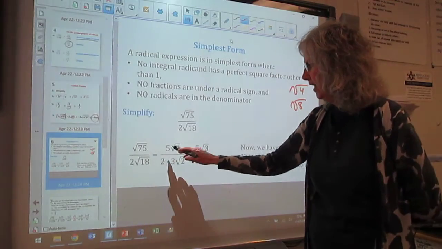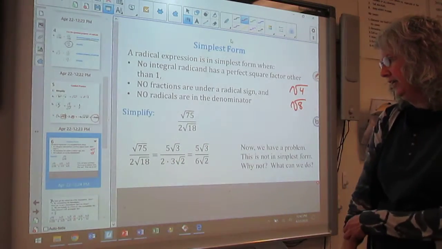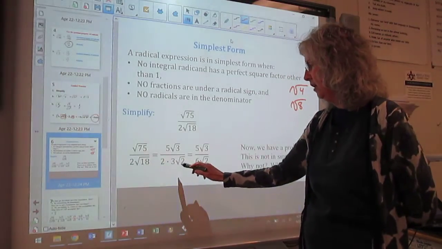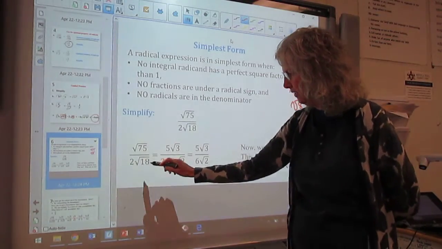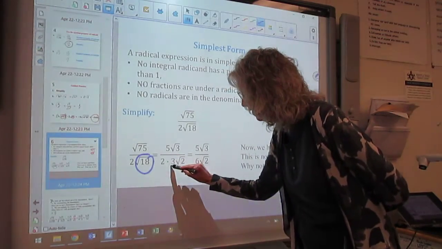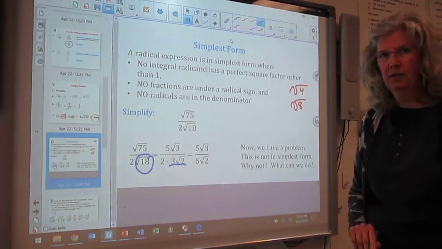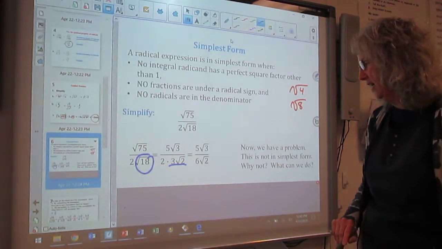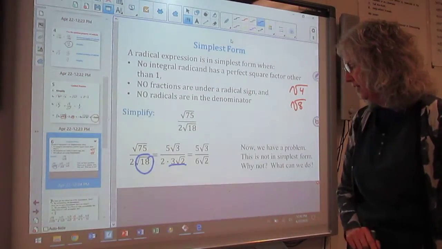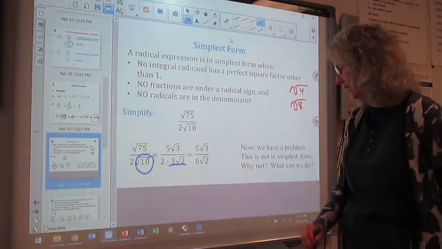The square root of 75 simplifies to 5 times the square root of 3. The 2 times the square root of 18 will simplify to 2 times, if I look at this square root of 18 right here, it becomes 3 times the square root of 2. Because it's the square root of 9 times 2, the square root of 9 comes out as 3. And we're left with 5 the square root of 3 over 6 the square root of 2.